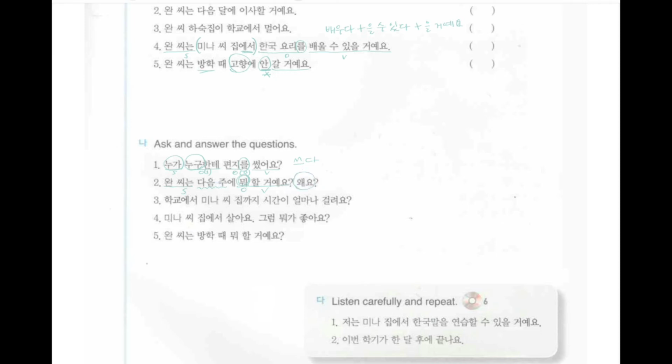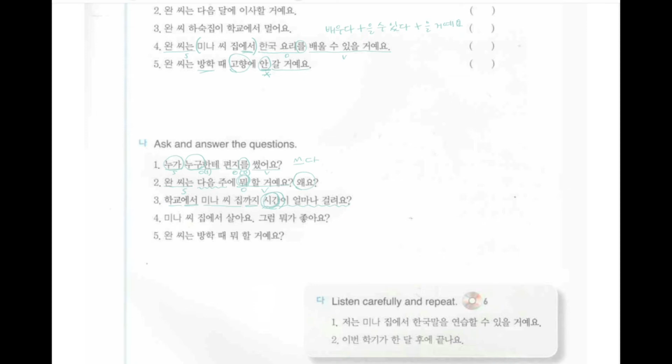자, number 3. 학교에서 미나 씨 집까지 시간이 얼마나 걸려요? We have to know this phrase, isn't it? How long does it take? How much time does it take from school to Mina's house? We have to find out.